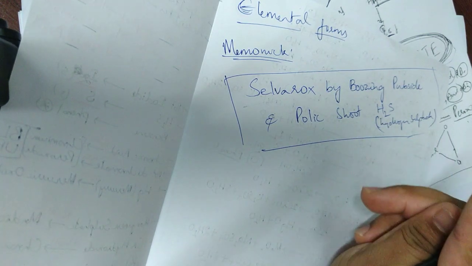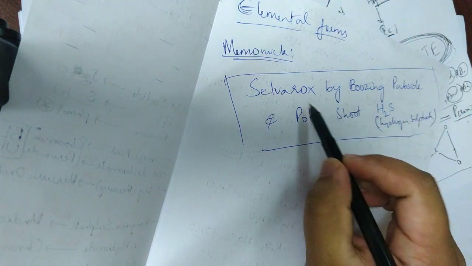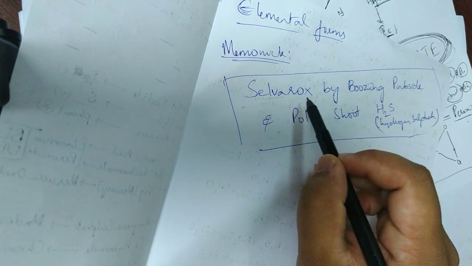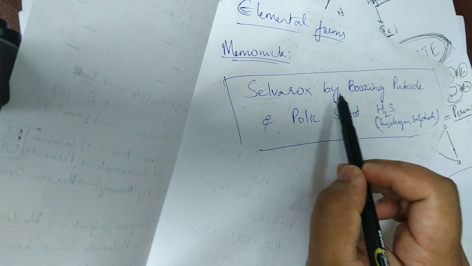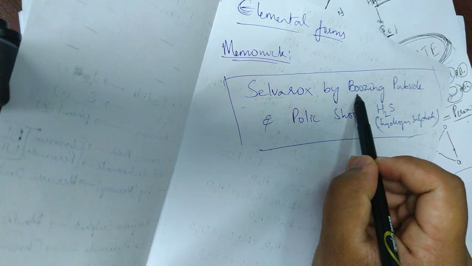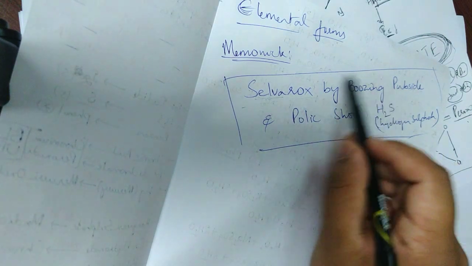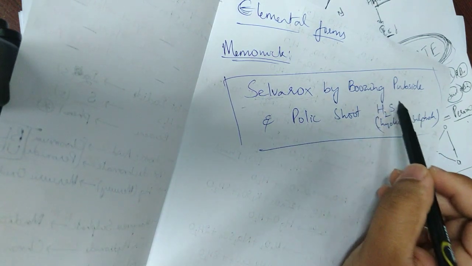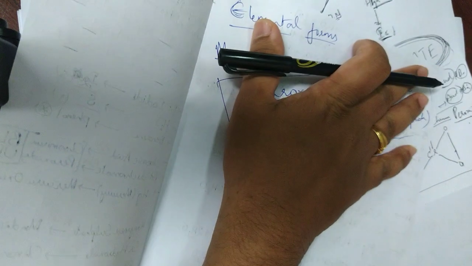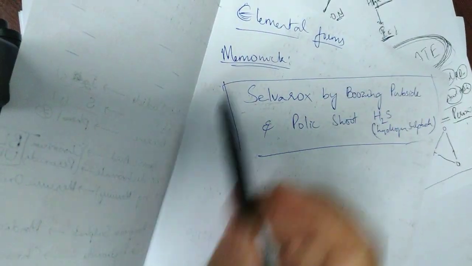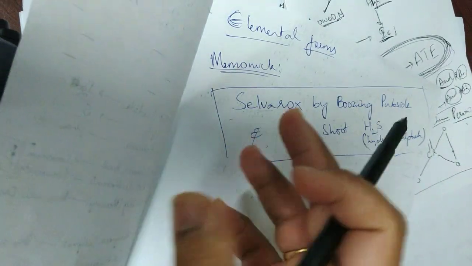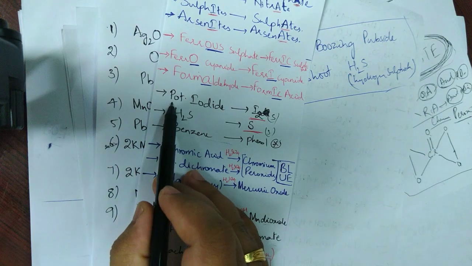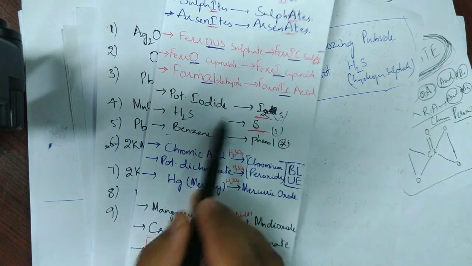So he's boozing and he's enjoying, he's rocking. A person by name Selva is rocking, enjoying, and making a huge mess on the road. How is he enjoying? By boozing, meaning drinking alcohol, on the pub side, and police shoot hydrogen sulfide. Anyway, I think this is not clicking so much. For elemental forms this is one mnemonic. If you can remember, very good. If not, no issues. Potassium iodide, I2, H2, sulfur, I'll talk about this at last again.